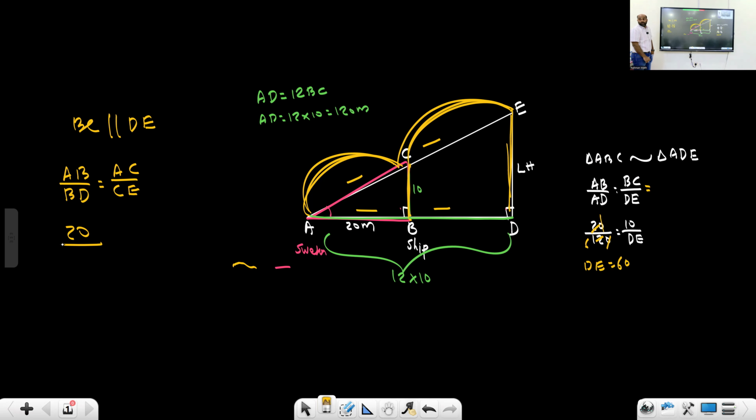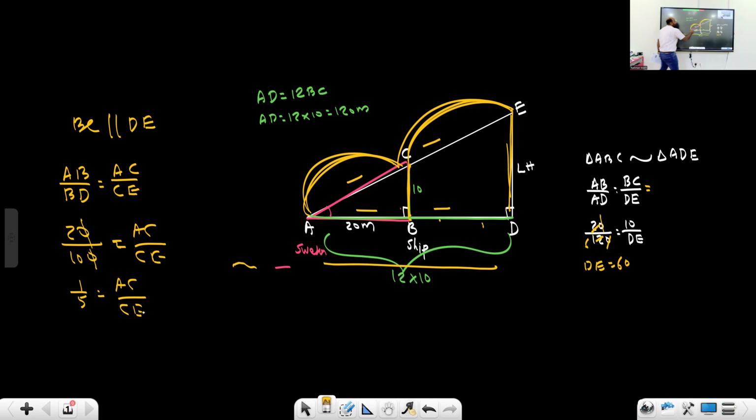From there, what we have to remove? 20 we have to remove. So BD will be 100. Why 100? This entire length is how much? 120. So 100 equals what? AC by CE. Question also that only. What is the answer? 1 by 5. That is AC by CE. AC by CE only is the question. Therefore, required ratio is what? 1:5. Second question.